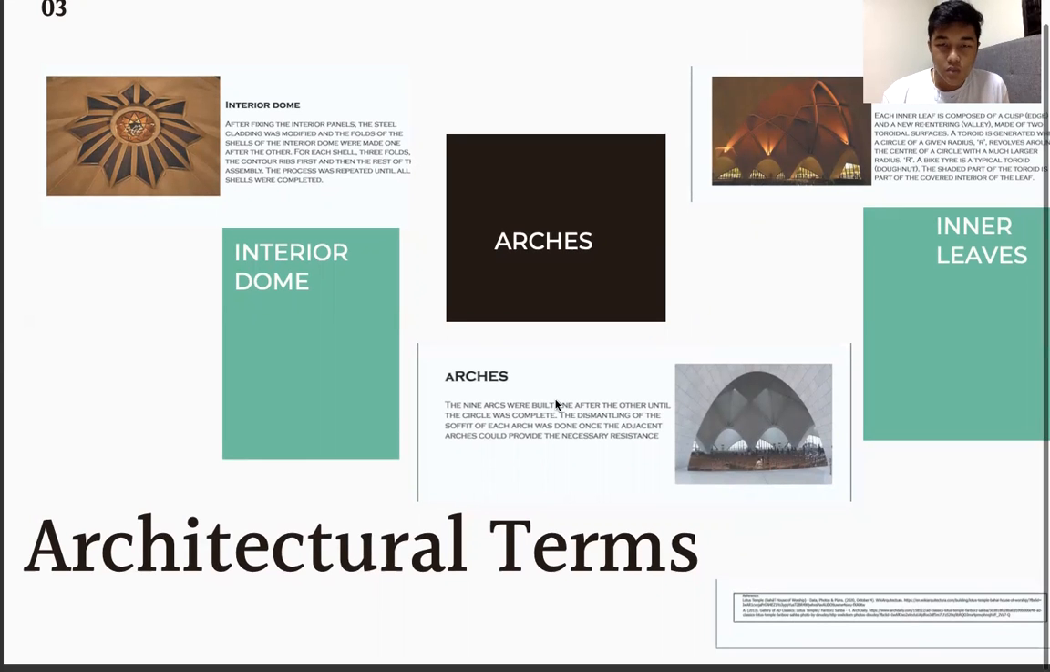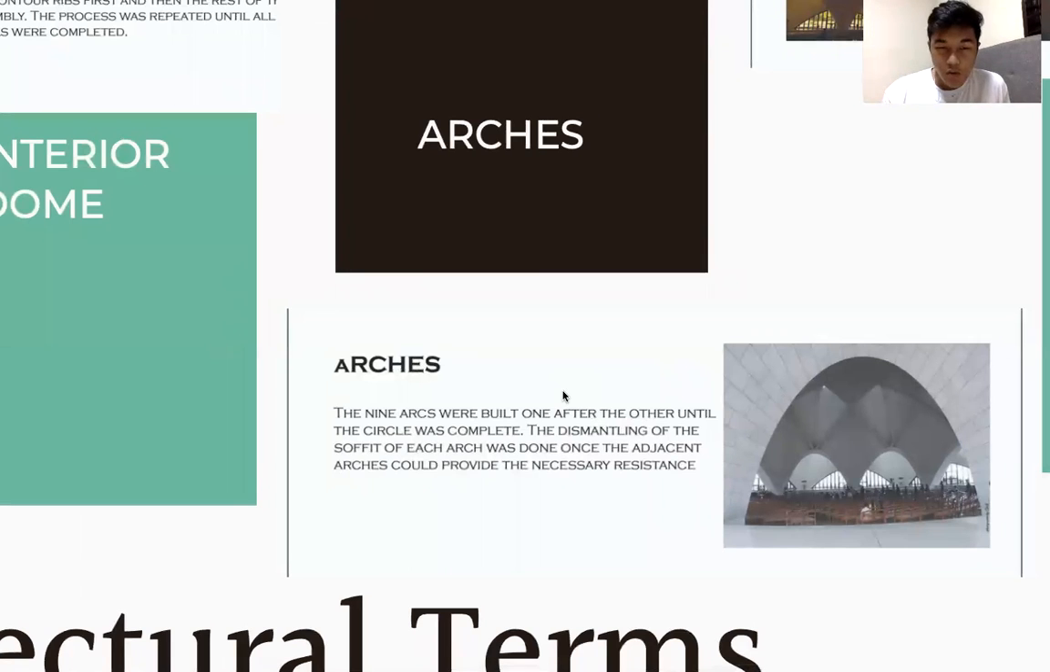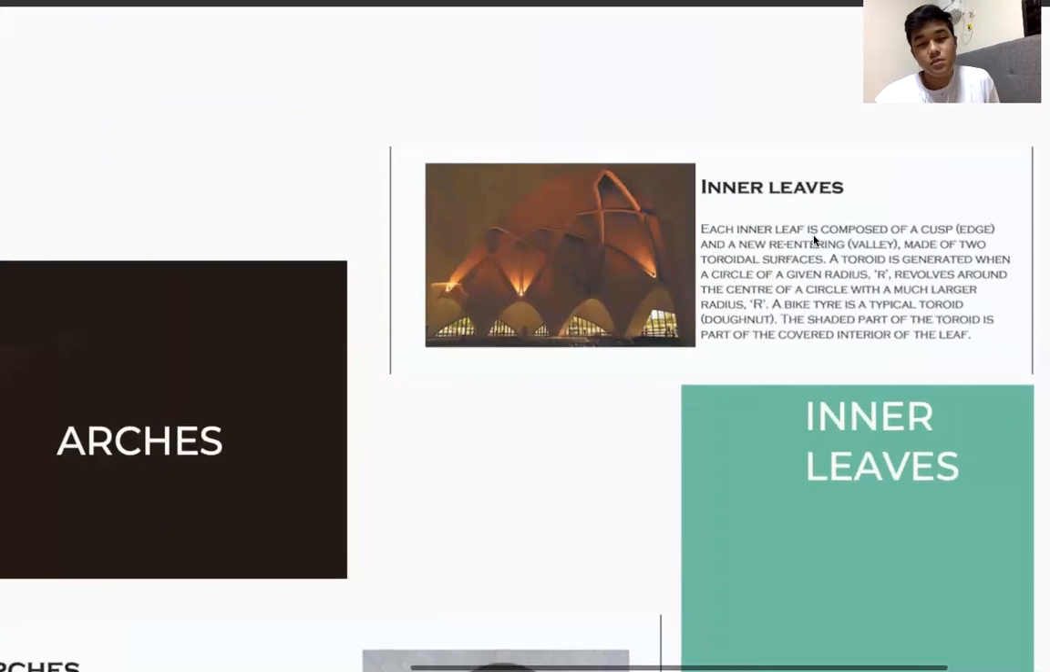As for the arches, the 9 arcs were built one after the other until the circle was complete. Like what I said about the dome, you first make one arch, then the next, until the circle is complete. The dismantling of the shuttering of each arc was done once the adjacent arch could provide the necessary resistance. Next, the architectural term is the inner leaves.